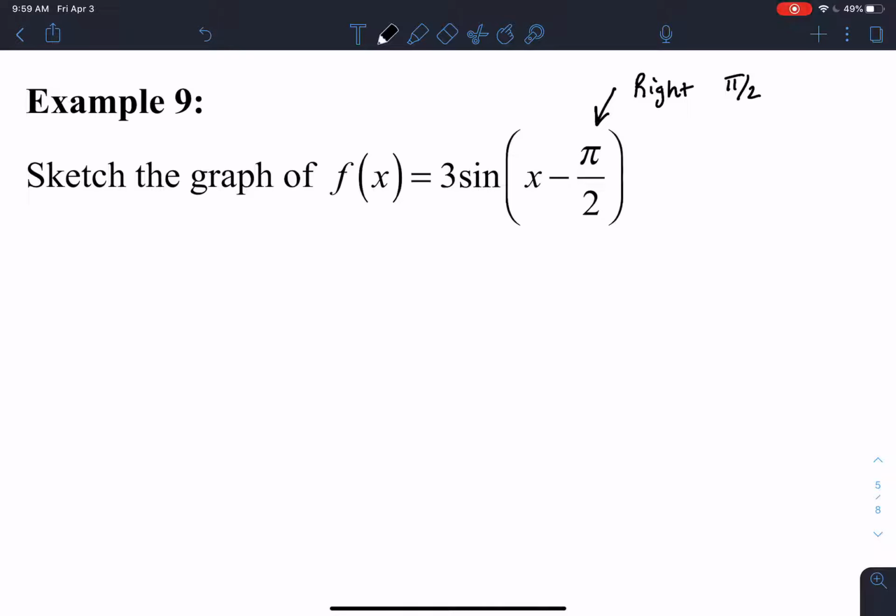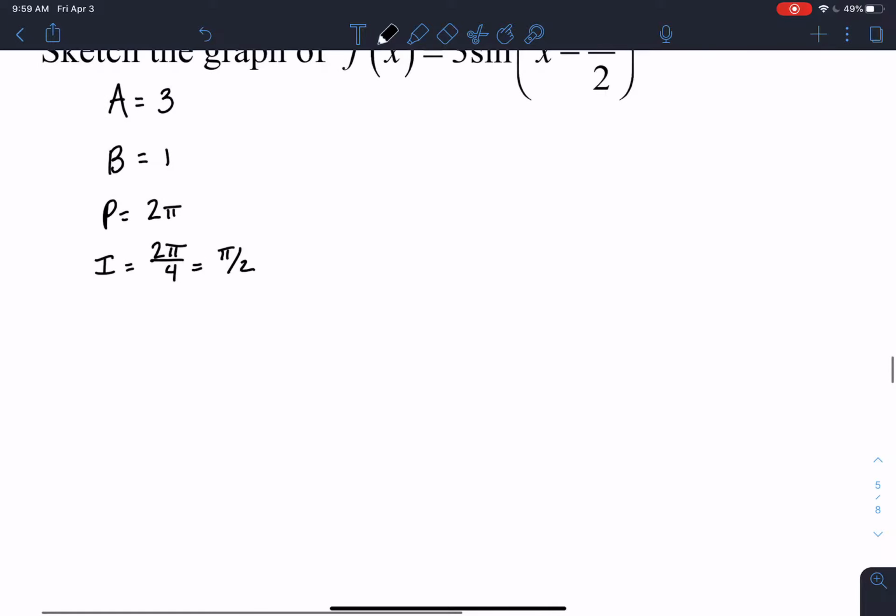All right, so your amplitude is still 3. Your b term here is 1. So then your period is 2 pi. And then your interval is 2 pi over 4 or pi over 2. Now your c term here is pi over 2, okay? And then that's going to move it to the right.